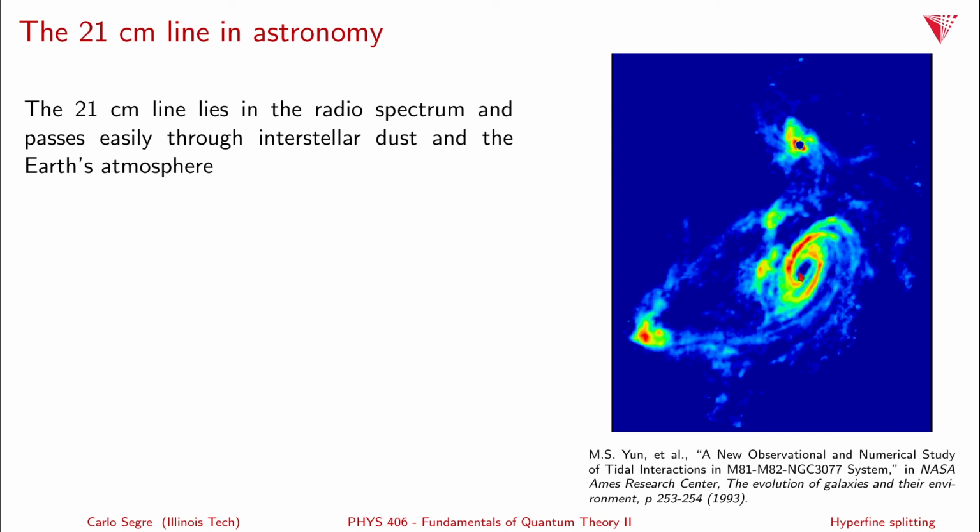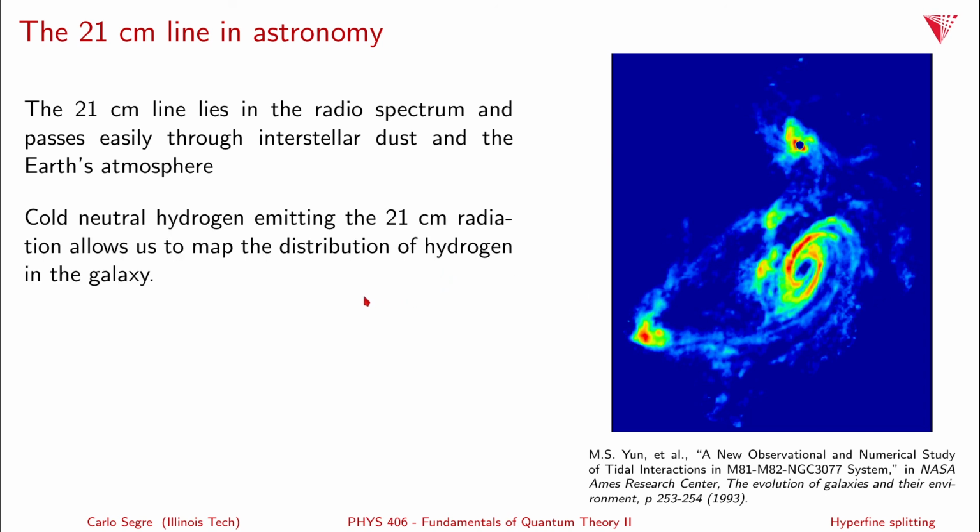And you can see here an image in the 21 centimeter range. So this is imaging in 21 centimeters of 3 galaxies: the M81 galaxy, NGC 3077, and the M82 galaxy. And you can see that since the emission is from neutral hydrogen, the neutral hydrogen gives you these emission lines showing you that there are hydrogen filaments that connect all these 3 galaxies. You can map the distribution of hydrogen in this galaxy.